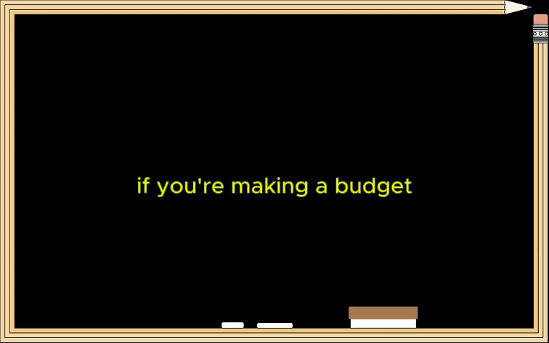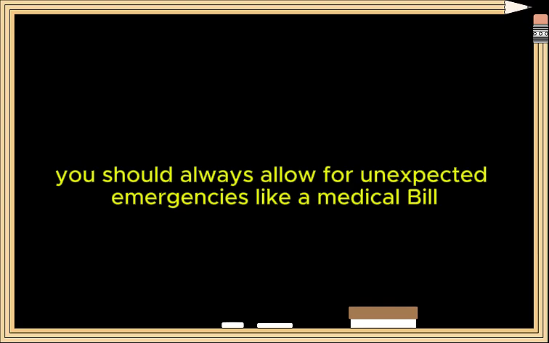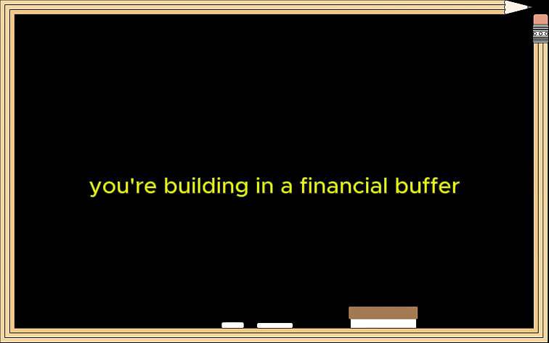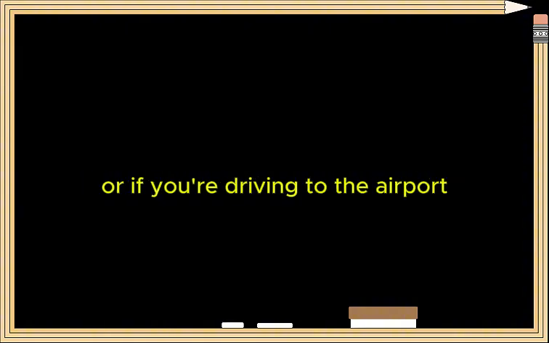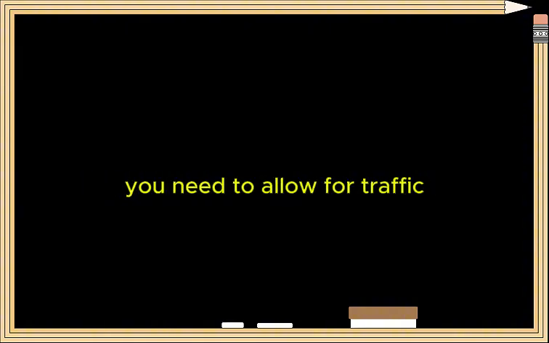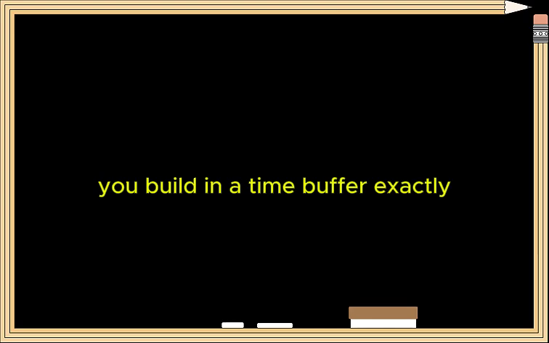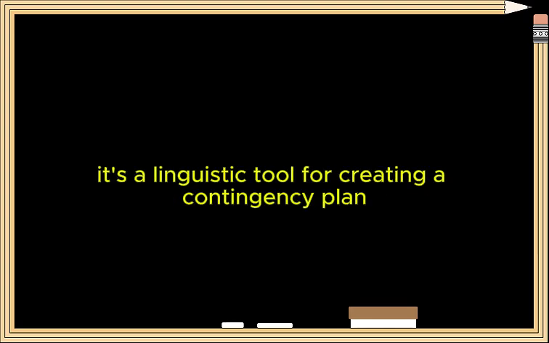If you're making a budget, you should always allow for unexpected emergencies, like a medical bill. You're building in a financial buffer. Or if you're driving to the airport, you need to allow for traffic. You build in a time buffer. Exactly. It's the linguistic tool for creating a contingency plan.